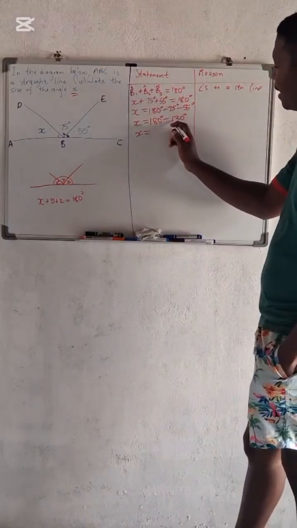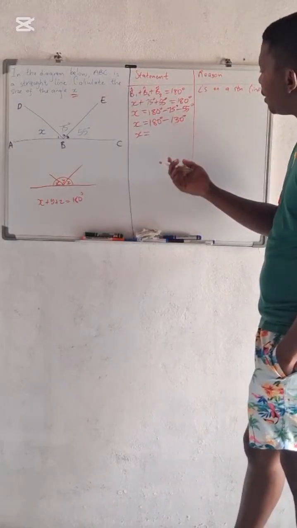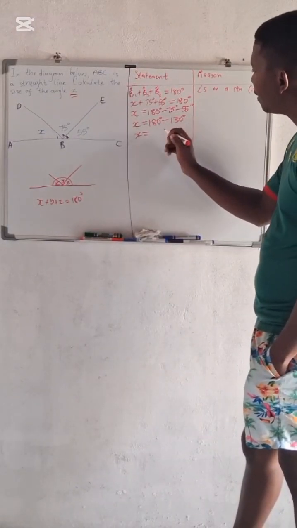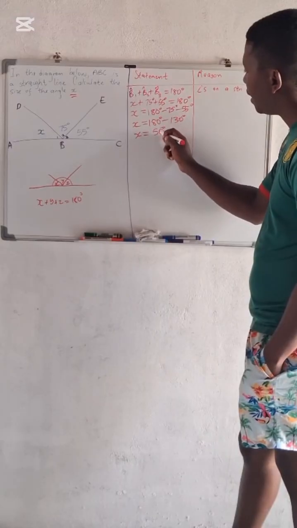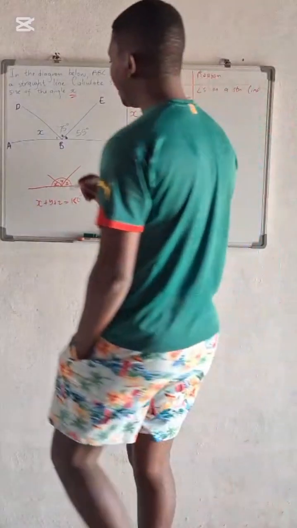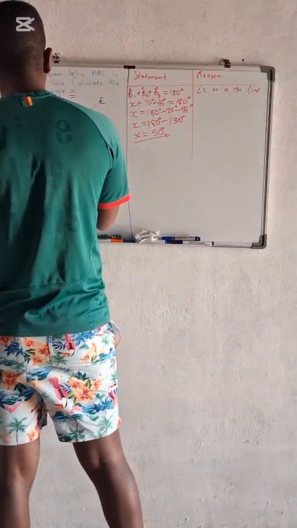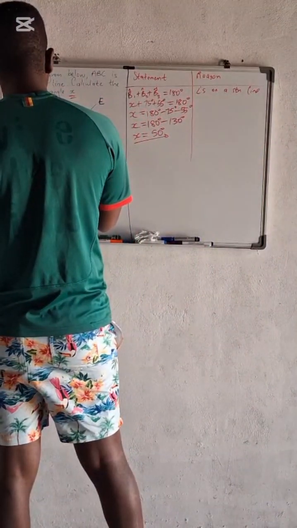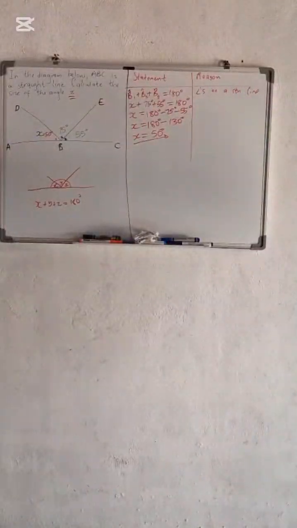Now, x is equal to, now I can calculate what is x. 180 minus 130. 100 minus 100 is 0. 80 minus 30, I see a 50 there. So our x value is equal to 50. The value of x is equal to 50. Right.